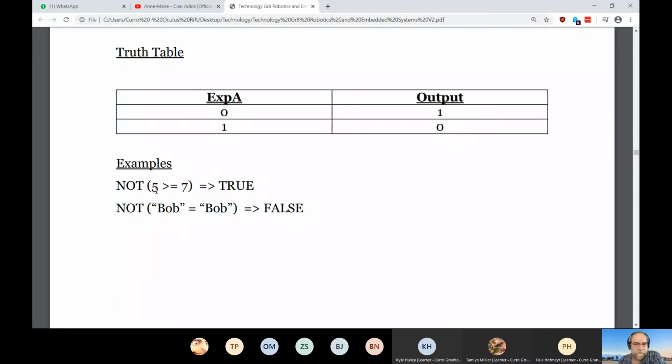So let's have a look at these examples here. 5 greater than or equal to 7. We saw this earlier on. The answer to that obviously is false, okay, because 5 is not greater than or equal to 7. So the answer to that is false, and we know that not false is true. It flips it, okay? So let's look at this one. Bob equals Bob. They are exactly the same. The capital letters are in the same place. The lowercase letters are in the same place. So these 2 words are identical. So that is true. And we know that not true is false.